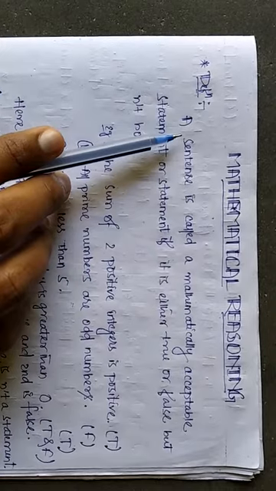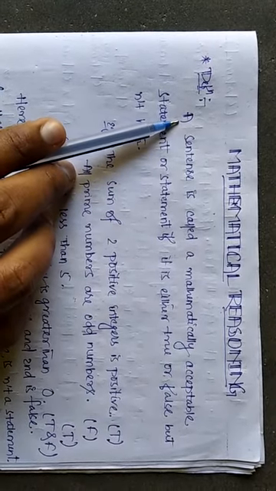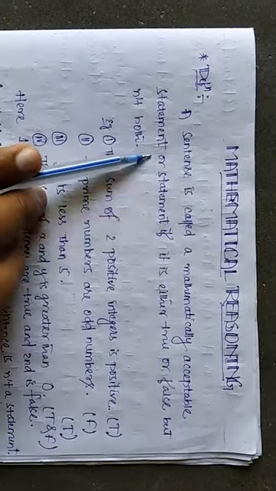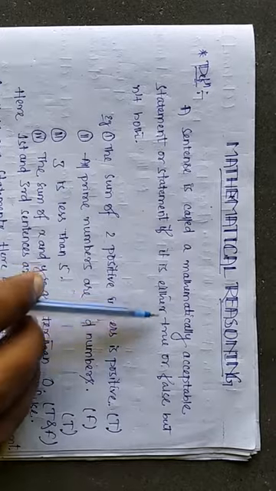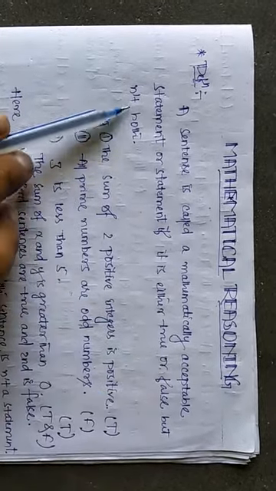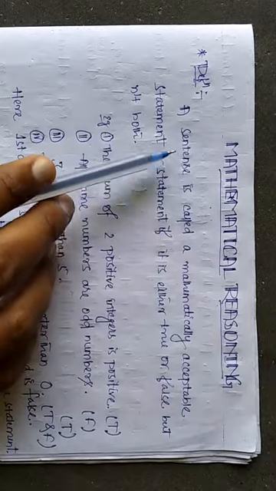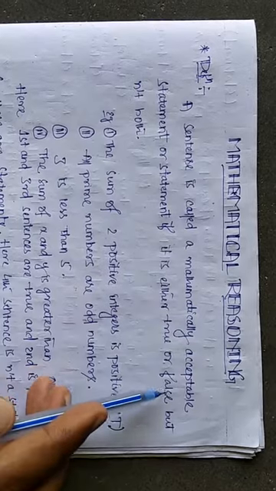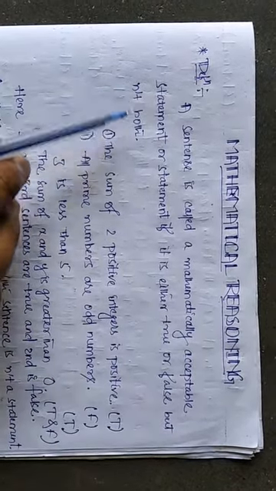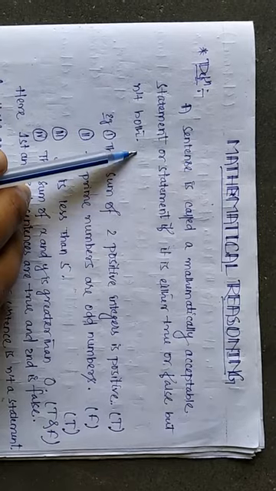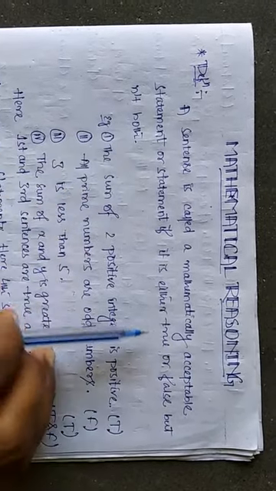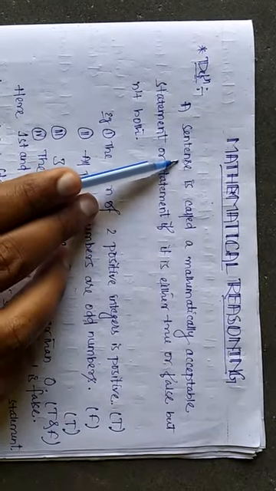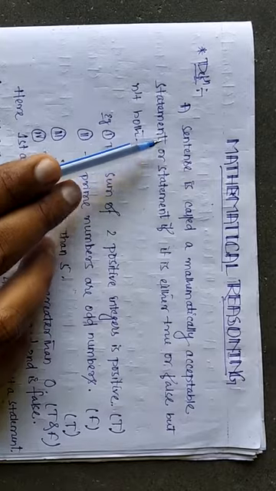Here I have written the definition. A sentence is called a mathematically acceptable statement, or statement, if it is either true or false but not both. That means the sentence should be either true or false, but it cannot be both at the same time. At that time that sentence is called a mathematically acceptable statement.